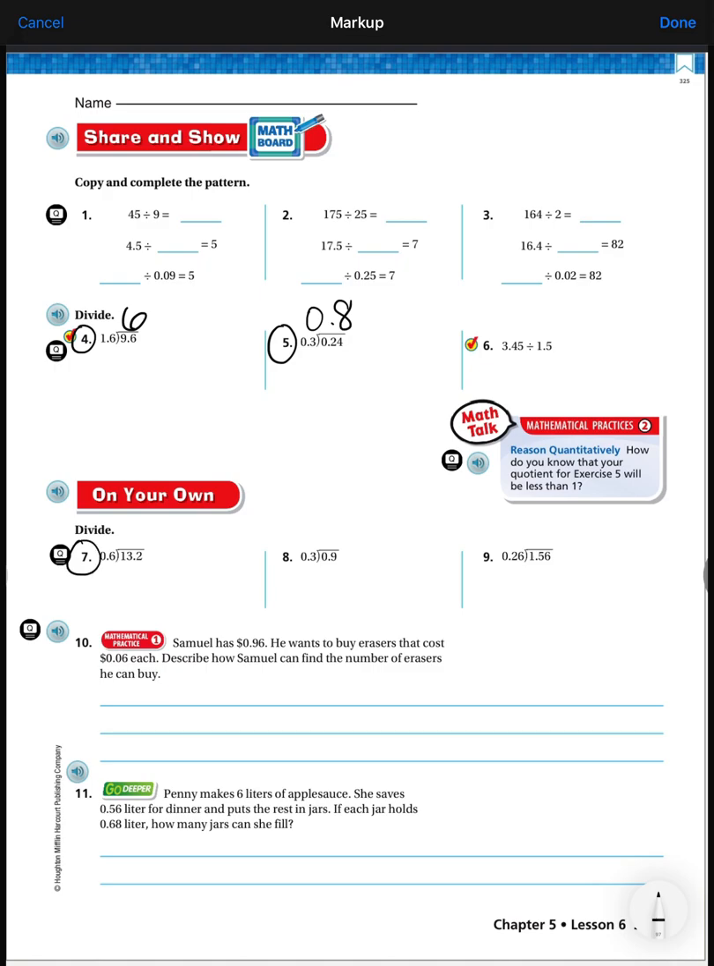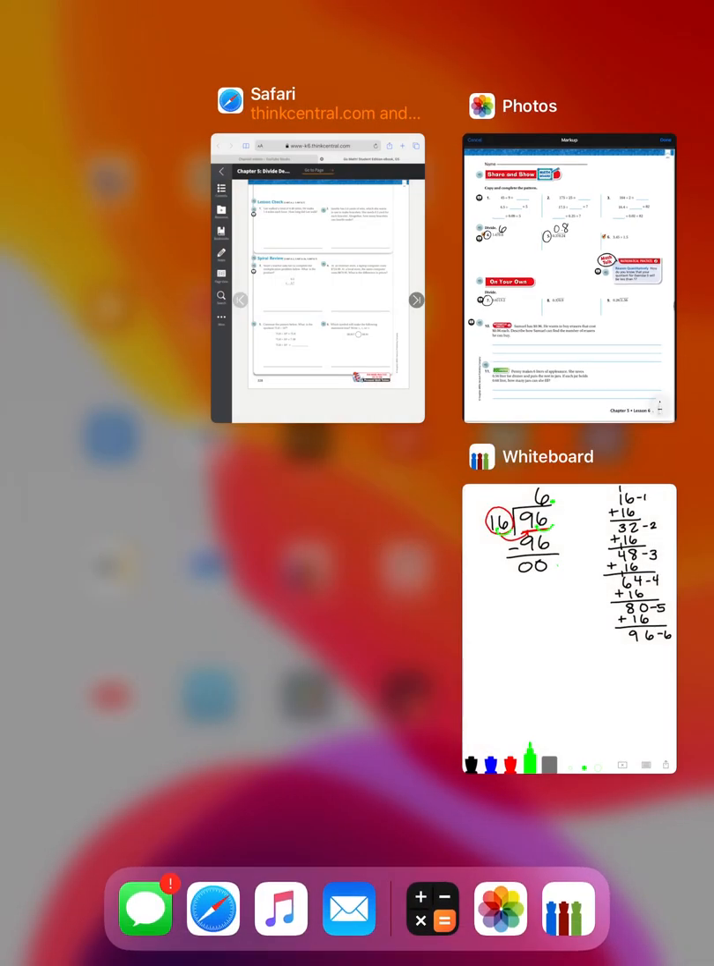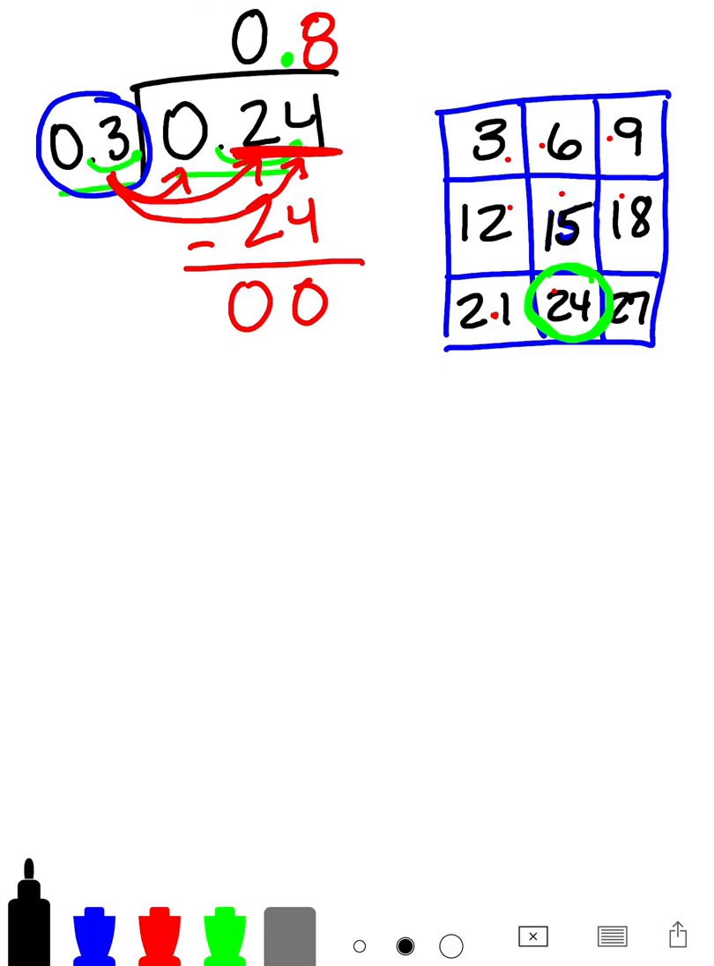So I want to look at number 7 first. I have 13.2 divided by 0.6. So I'm going to rewrite this on the whiteboard so that I can see my problem and write it out really good, okay? There we go. Okay, so again, 13.2 divided by 0.6, okay?